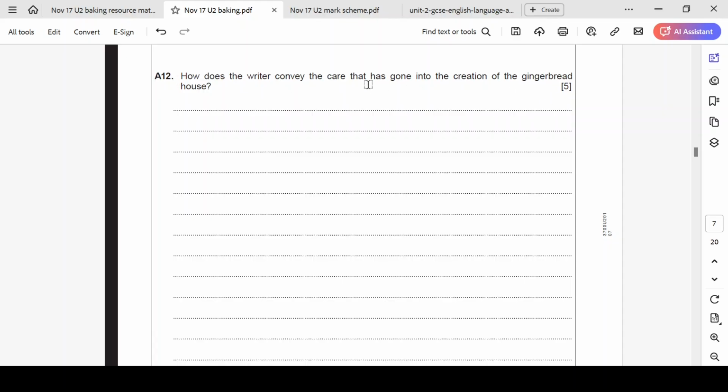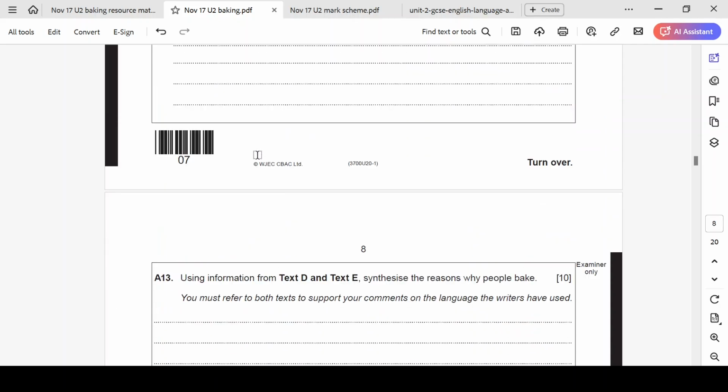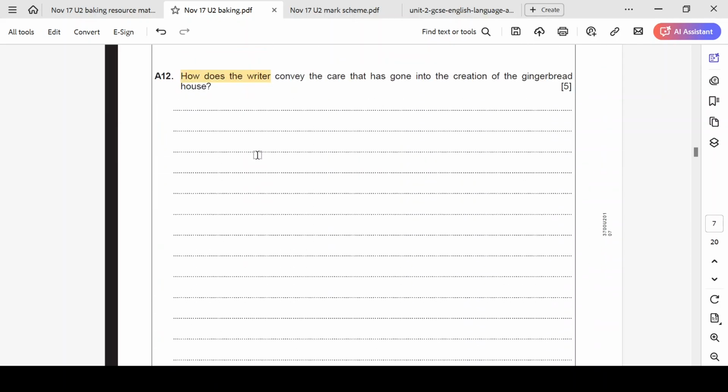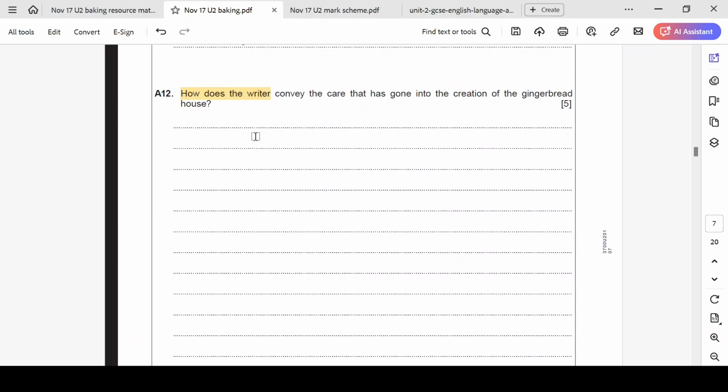Question 12 is a how does the writer question, and you're going to get one of these on either Unit 2 or Unit 3. They can be quite tricky. In fact, I think these are amongst the hardest of the questions that you ever get asked. This one was only worth 5. They're often worth 8 or 10 marks. Not a huge amount of space is there either. It's just about a page for this one, so they're not expecting a huge amount.